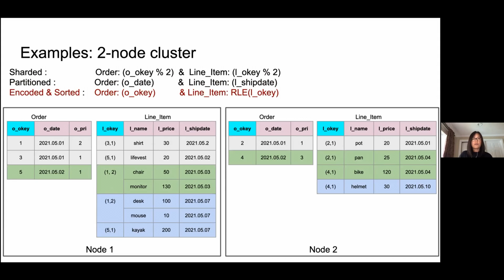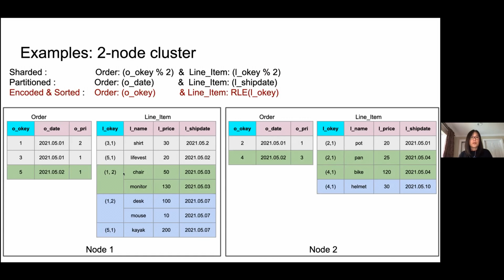Then we further sort and encode them. For the order table, we only sort on the order key. For each partition, we sort them. And for the line items, we further encode them with RLE, which we call run length encoding. Look at the example. Run length encoding is a way that we store two numbers. First, for each partition, we sort on the line item order key, L_order.